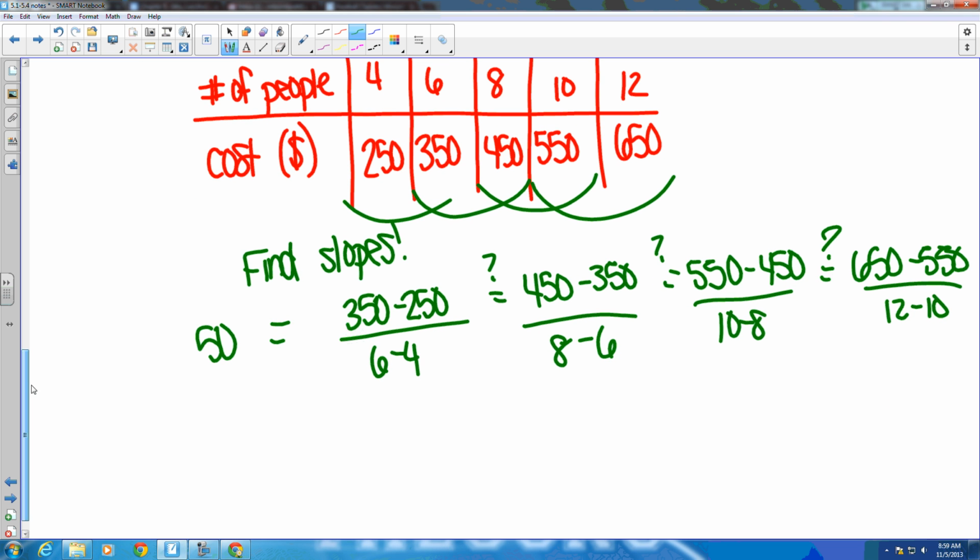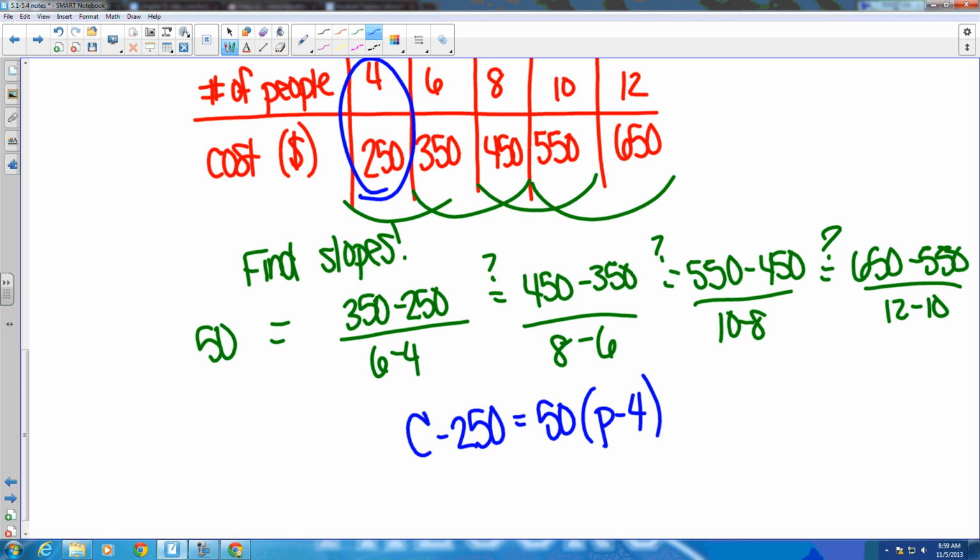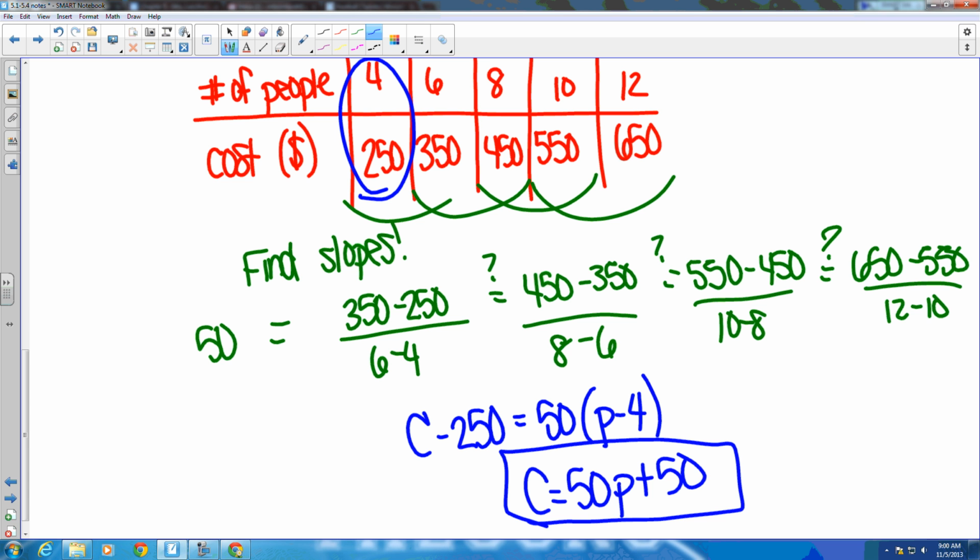So we can pick any one of these data points. I'm going to pick the first one to write an equation. C minus 250 equals 50 times P minus 4, or C equals 50P plus 50. All right, and that is section 5.3 on point-slope form.